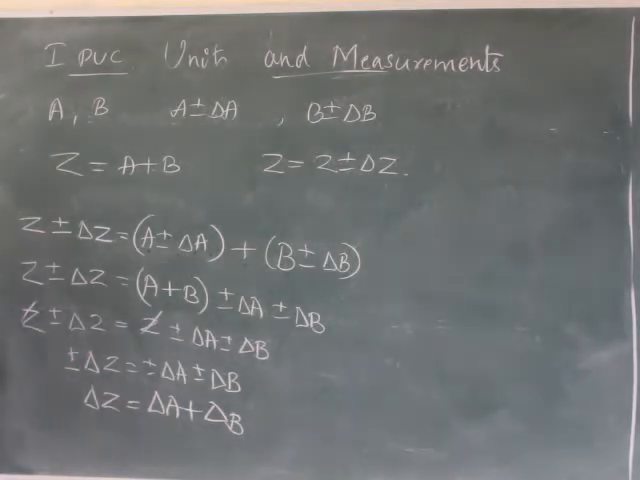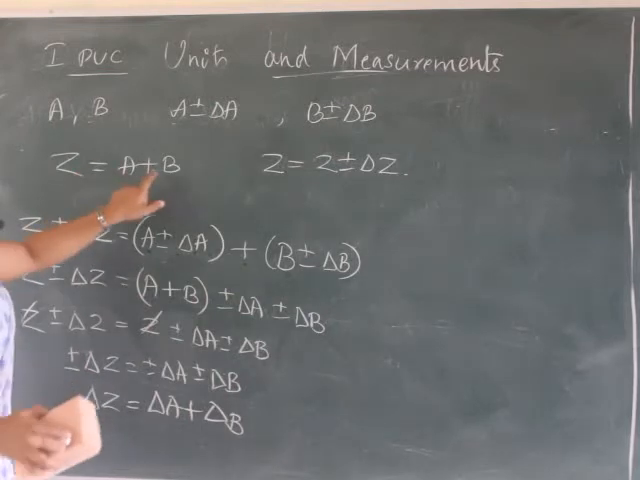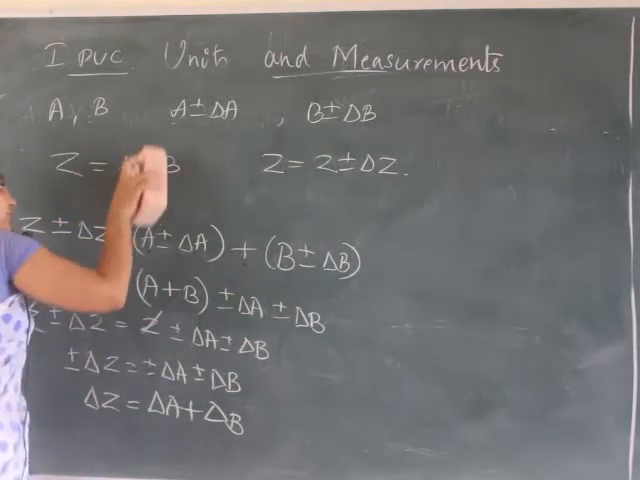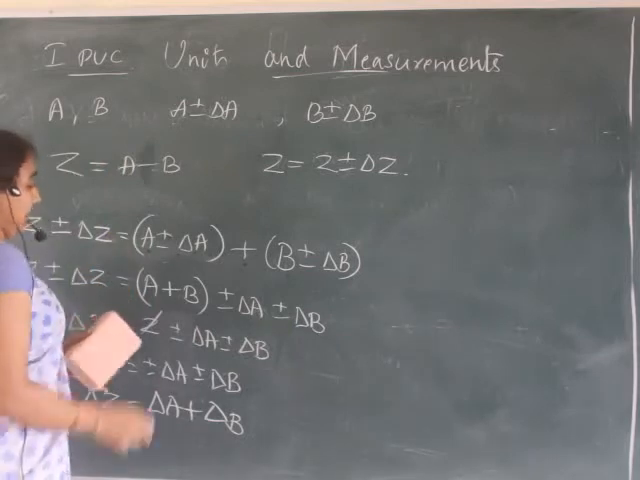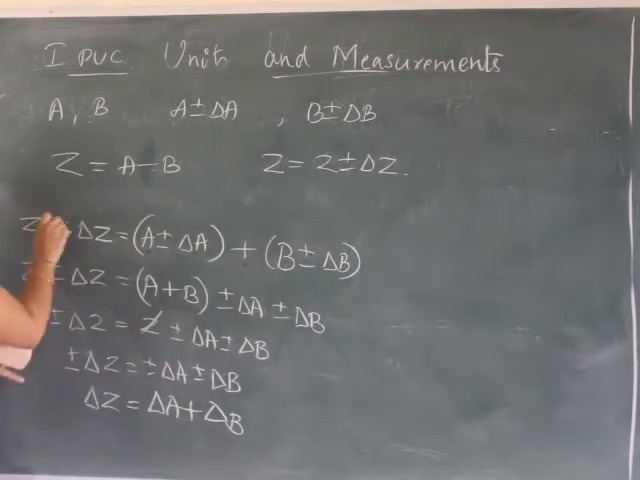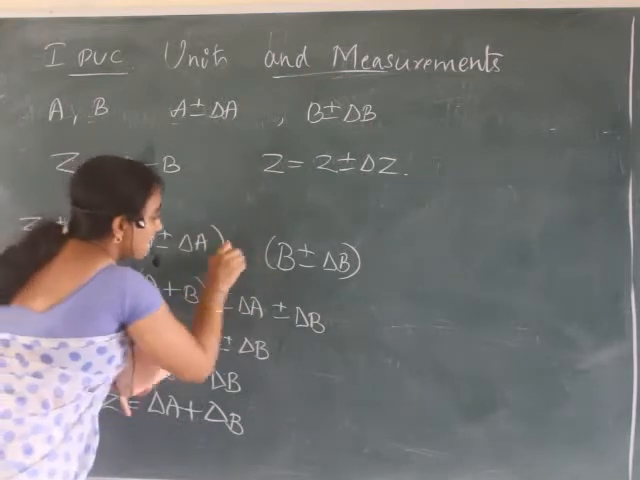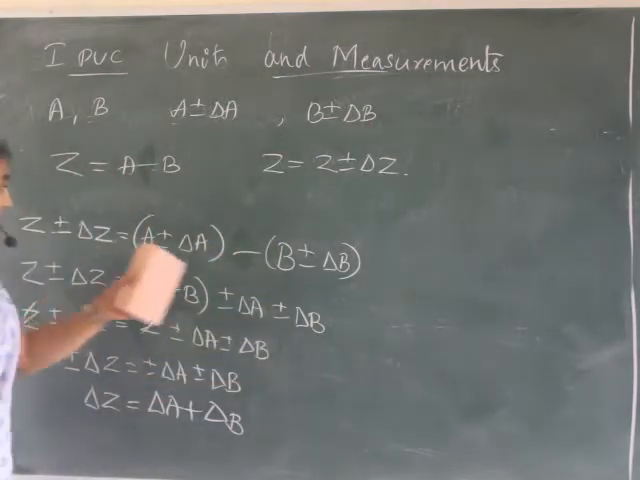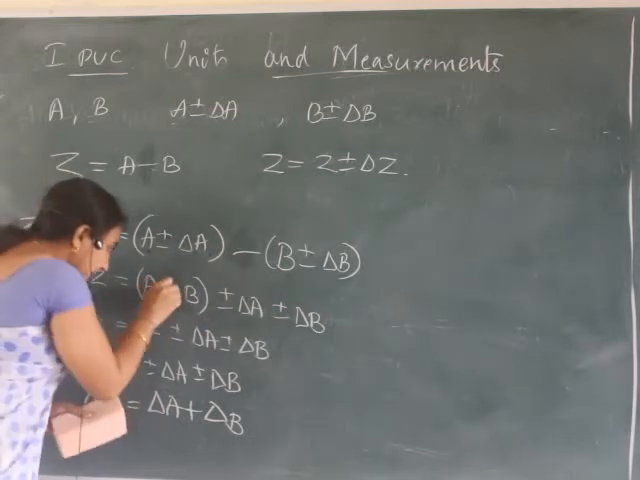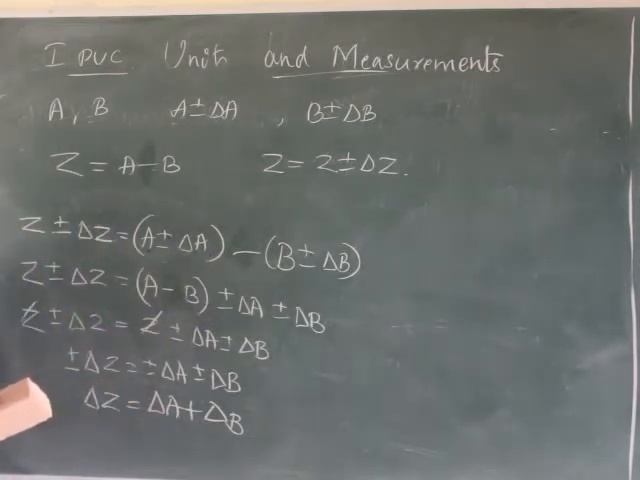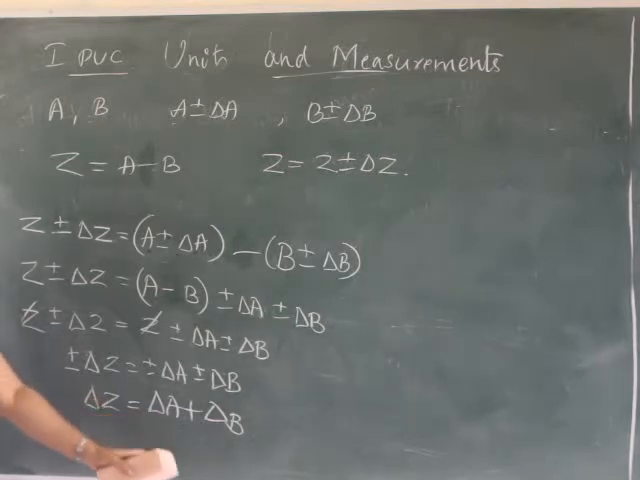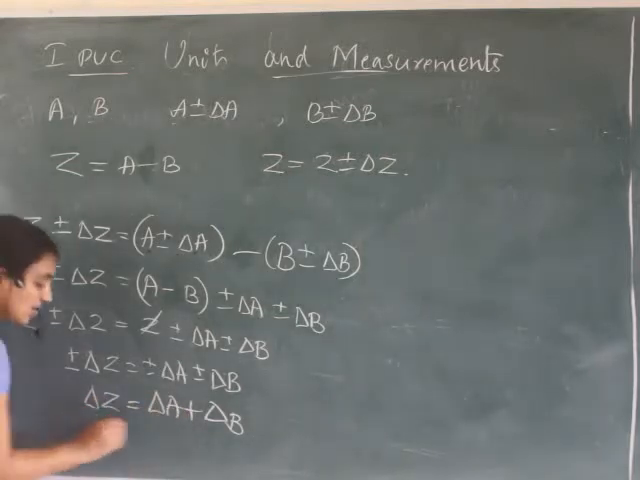Maximum possible error is this one. For a difference, again it is the same. Instead of plus, let me put minus. Now we have added two numbers. Instead of that, I want to subtract two numbers. If I want to subtract, I have to put a minus sign here. If it is minus there, then here also it is minus. Finally, the maximum possible error here is also the same.